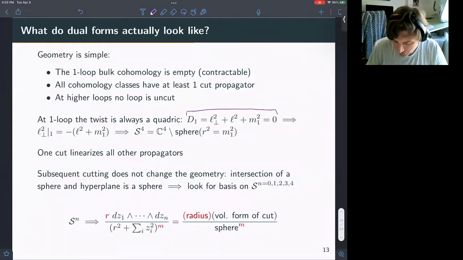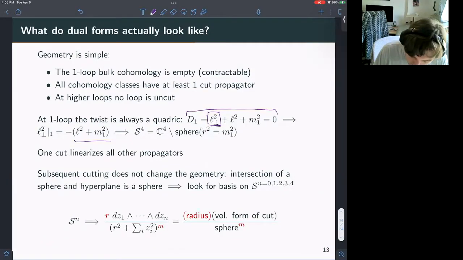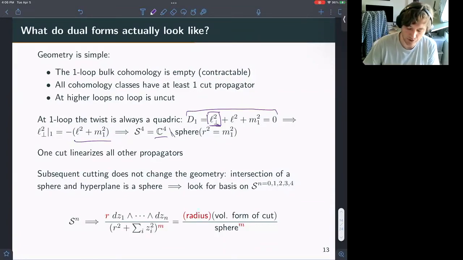As soon as I solve one of these propagator equations, I'm fixing L perp squared to be some quadratic in the other variables. We're essentially looking at the space C4 minus this sphere with some radius. After we do this, all of the other propagators are actually linearized. So subsequent cutting doesn't change the geometry, since the intersection of a sphere and a hyperplane is still a sphere. So we just need to look for a basis on all of these various spheres.